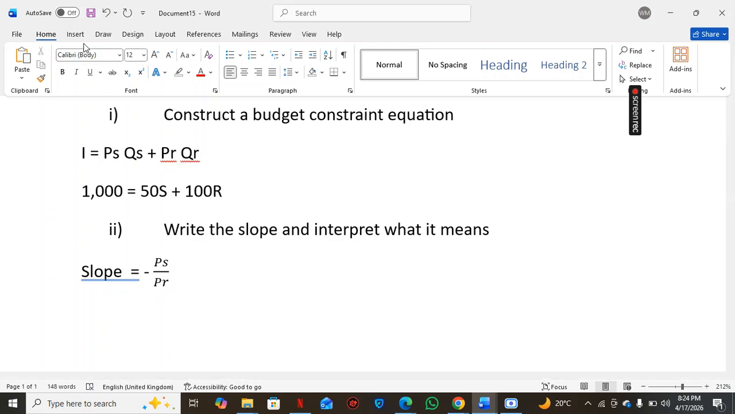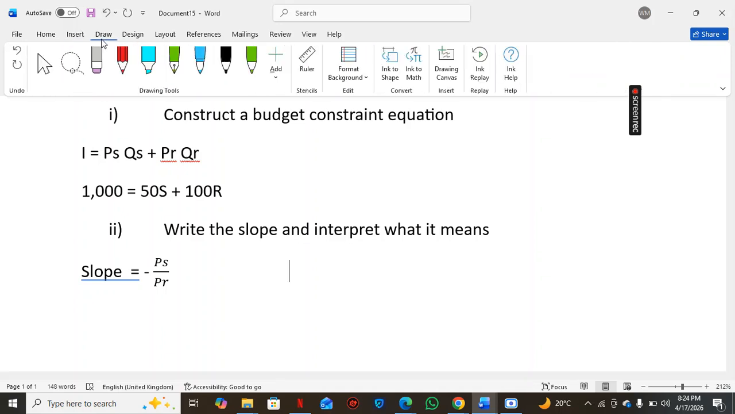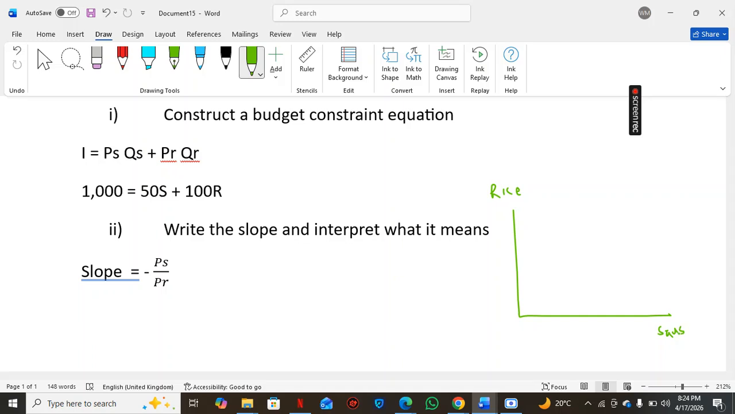If we had to make the graph, we have rice on the y-axis and sausage on the x-axis. Our line is going to be downward sloping like this. That's why there's a negative sign here. It's a downward sloping line.